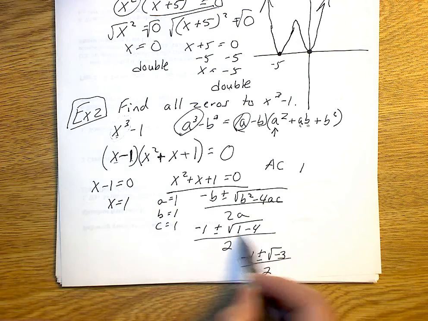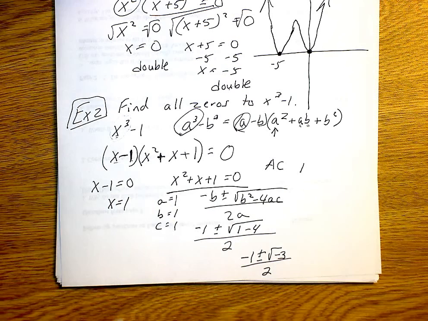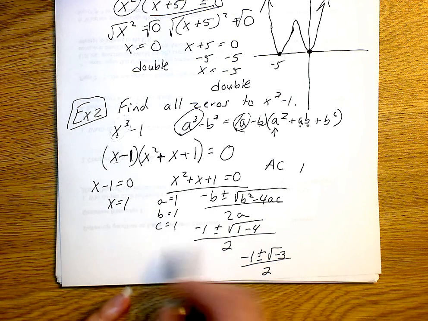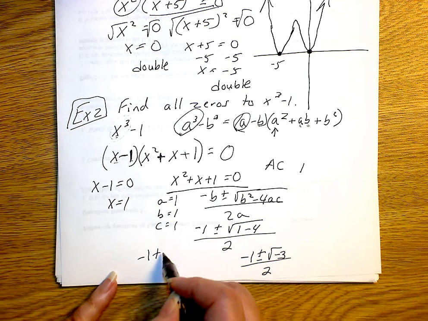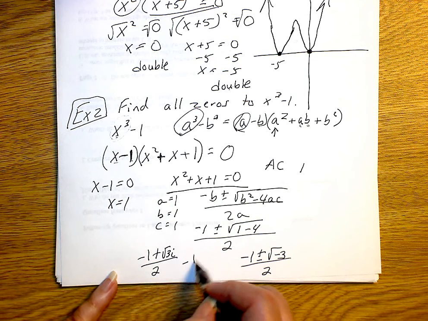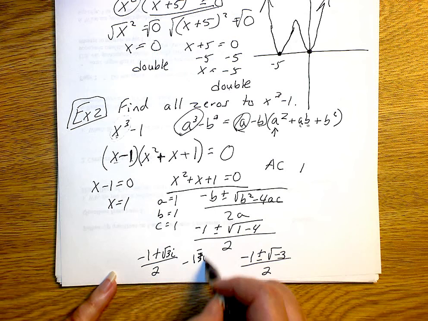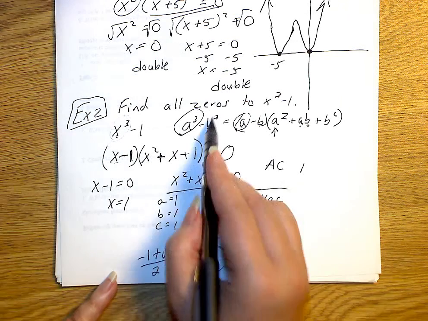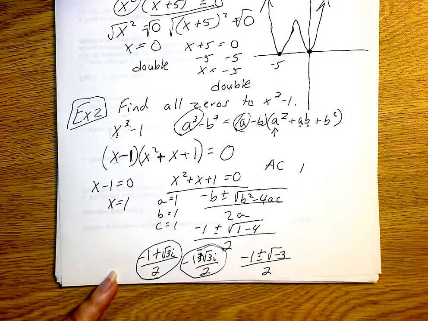So, what we know is we have negative 1 plus or minus the square root of negative 3 over 2. All I did was 1 minus 4. So, what happens if I take the square root of a negative number? You get the i. So this one right here is negative 1 plus the square root of 3i over 2, and the other one is negative 1 minus the square root of 3i over 2. So here's a 0, that's a 0, and this is a 0.